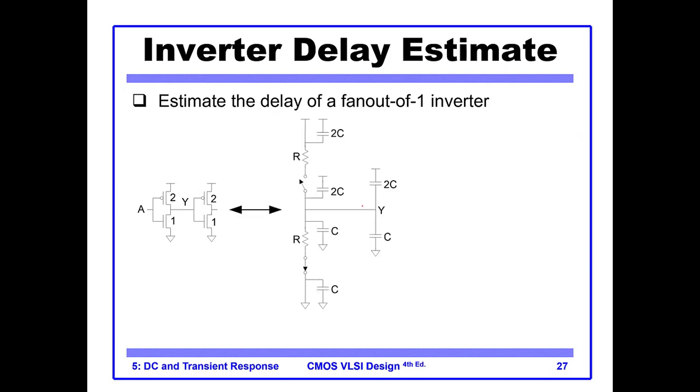Okay, so let's come to solving the delay problem. So we are given this circuit. What is the circuit? These are two inverters. And why do we have this 2 and this 1? As we discussed, the effective resistance of PMOS is twice the effective resistance of NMOS.